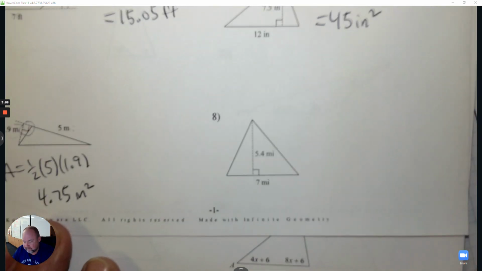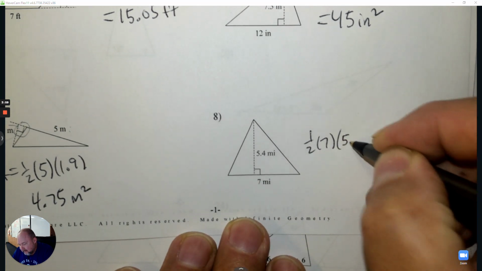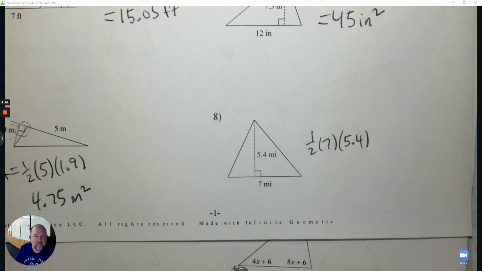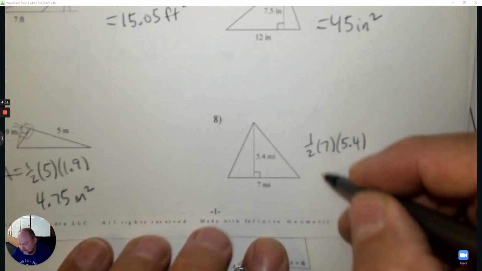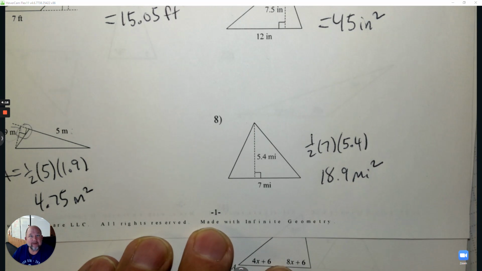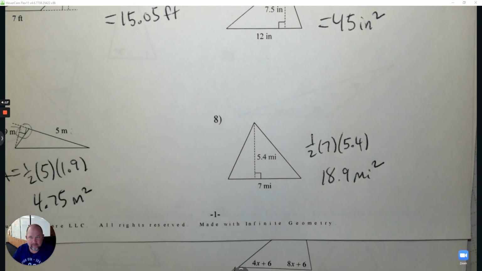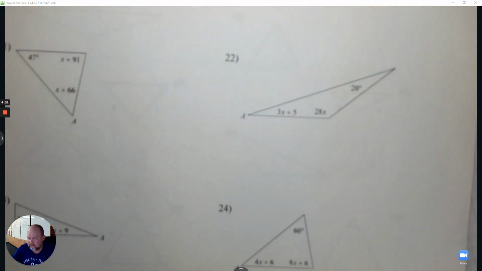Number 8. 1/2 the base times the height, and then use my calculator. So I'm going to go 7 times 5.4 divided by 2. I get 18.9. And that's miles squared. So that's how you find area of a triangle. I'm sure you've done that before. 1/2 the base times the height, just a review. Alright, turn the page.